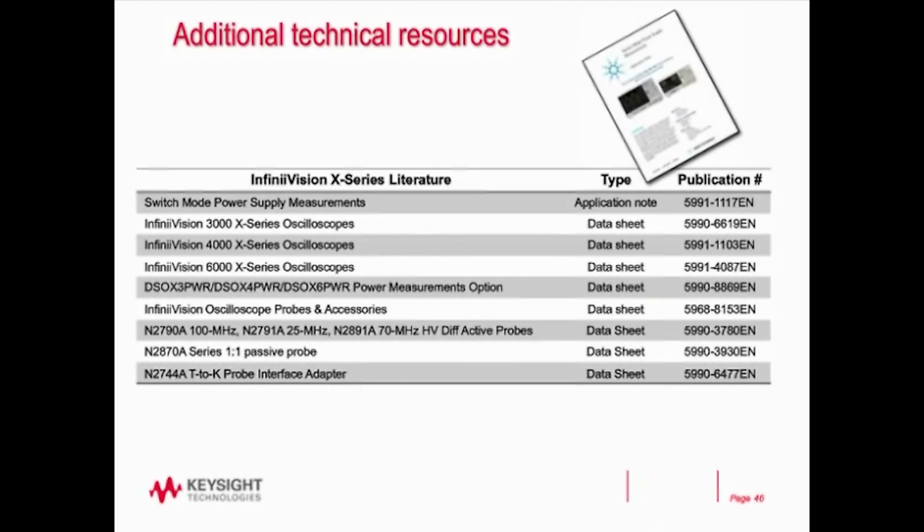We have a lot of technical resources available. You can go to Keysight's website and find some of this information. I think the one I would recommend first might be that switch mode power supply measurements application note. It goes through a lot of the measurements I talked about today. You can see I've got a picture of that app note there. It hasn't been updated for Keysight yet. It still has that Agilent spark on there.